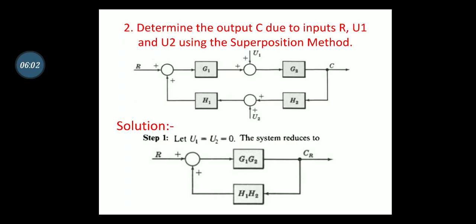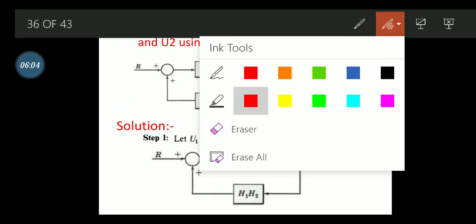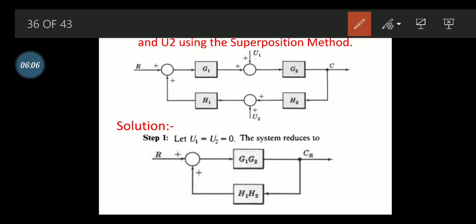Now here three inputs are given, that is R, U1 and U2. For all these three inputs we need to calculate the output response. Then finally the net output response is the algebraic sum of all these output responses, in which a single input is considered alone.